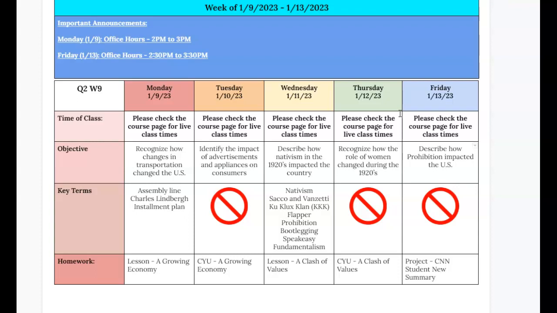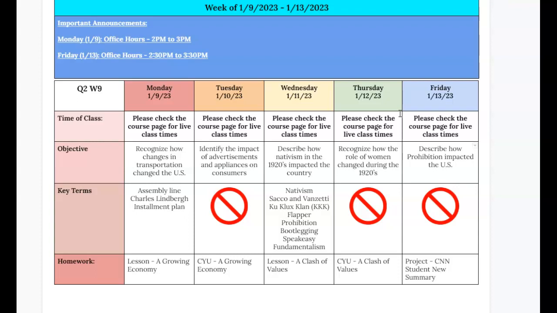Wednesday, with the lesson A Clash of Values, we will describe how nativism in the 1920s impacted the country. Some key terms there: nativism, Sacco and Vanzetti, Ku Klux Klan or KKK, flapper, prohibition, bootlegging, speakeasy, and fundamentalism.